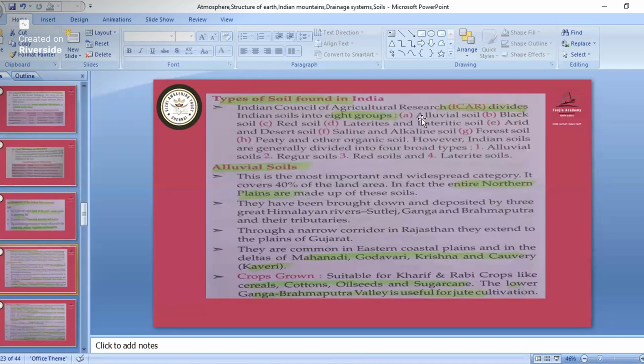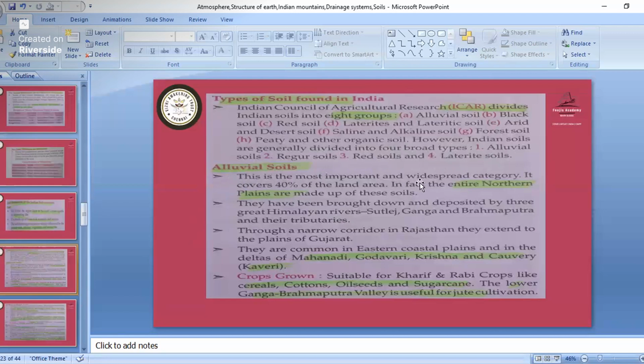They are alluvial soil, black soil, red soil, laterite or lateritic soil, arid and desert soil, saline and alkaline soil, forest soil, peaty and other organic soil. However, Indian soils are generally divided into 4 broad types: alluvial soil, regur soil, also known as black soil, so you must know the other name of black soil, that it is known as regur soil, and red soils and laterite soil. So first we'll study the alluvial soils.